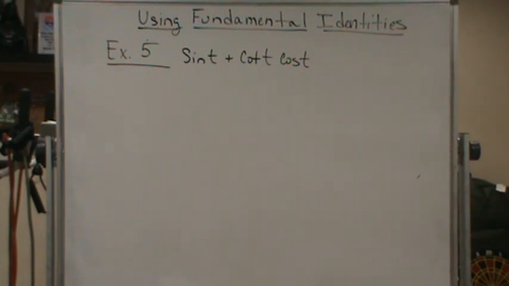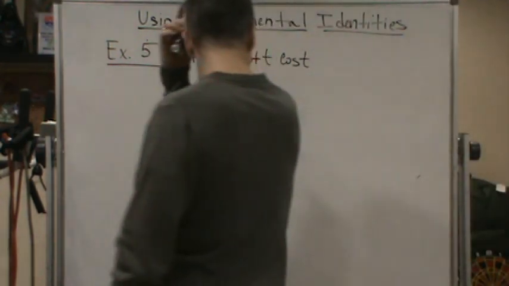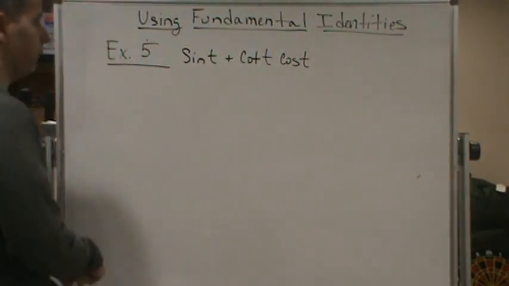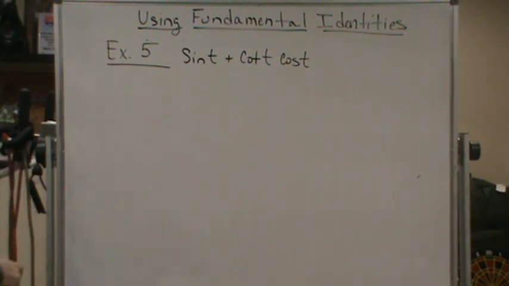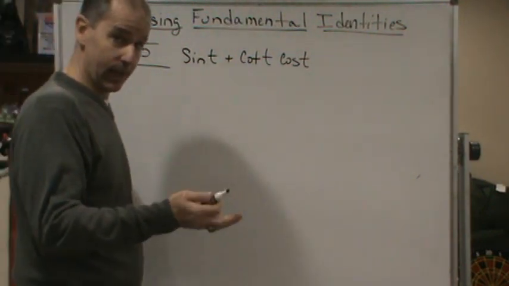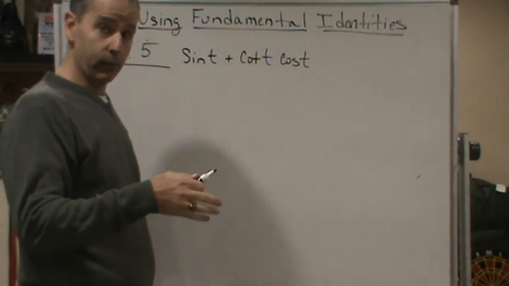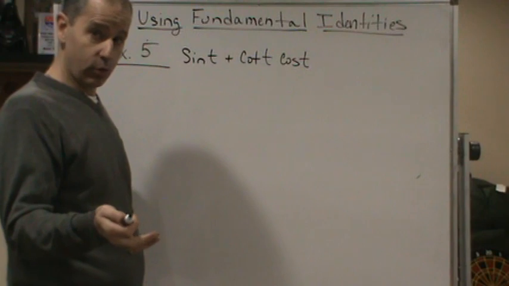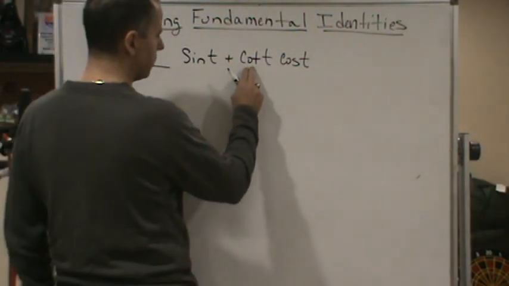So we've got to figure out ways of using our identities, and sometimes we're going to have to use different techniques. Sometimes we've got to be a little creative. So we've got sine, cosine, and cotangent. Well, the first thing I would do is start getting things represented, if possible, in one trigonometric function. So the first thing I see here is cotangent.